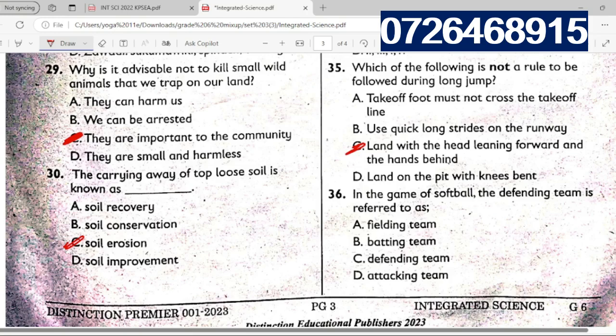In the game of softball, the defending team is referred to as the fielding team.